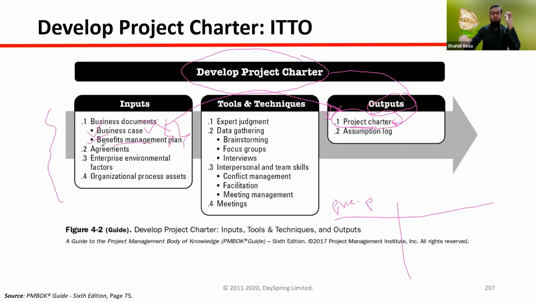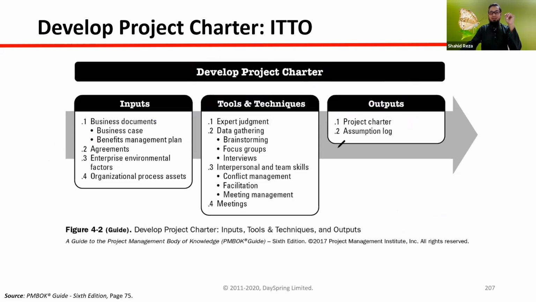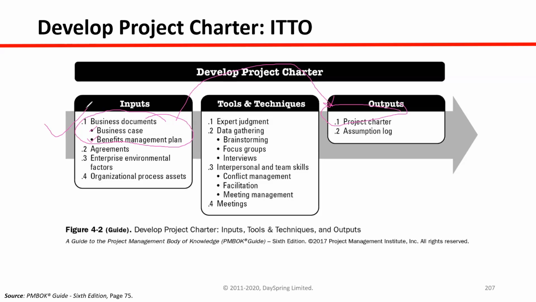So this way you have to understand. You cannot just memorize this. In the project charter, there are a lot of things that are already in the business case and benefits management plan. That's why these two documents should be with us, otherwise we cannot write the project charter. That's why these two are inputs. Have you understood this? So every time you have to ask the question, why is this an input for this process? And why is this an output? By questioning, you can understand why this is required for developing the project charter. You cannot memorize these things, right?